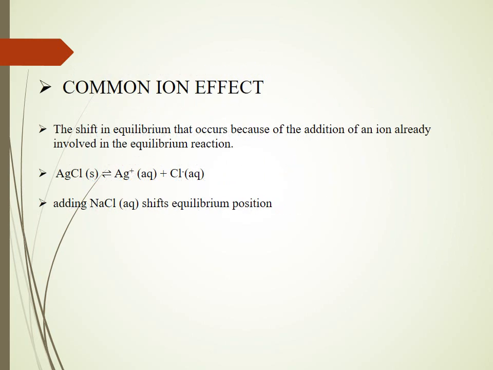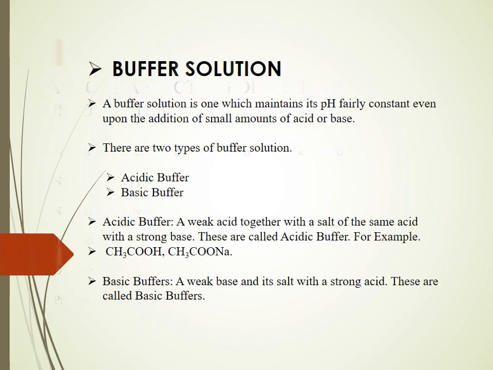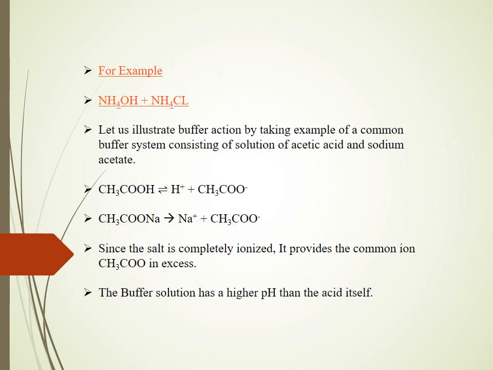Common ion effect: the shift in equilibrium that occurs because of the addition of an ion already involved in the equilibrium reaction. Factors affecting the degree of dissociation: nature of the electrolyte, nature of the solvent, temperature, dilution, and presence of other solutes. There are two types of buffer solutions: acidic buffer and basic buffer. Acidic buffer, NH4OH; basic buffer, NH4Cl.